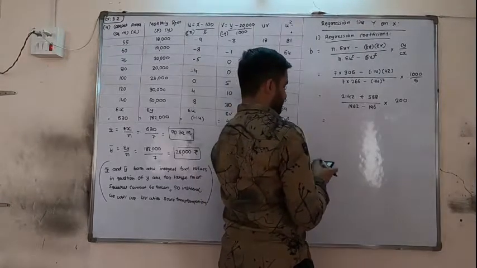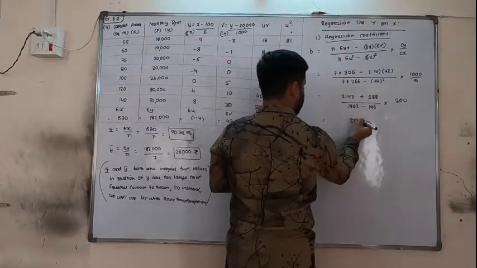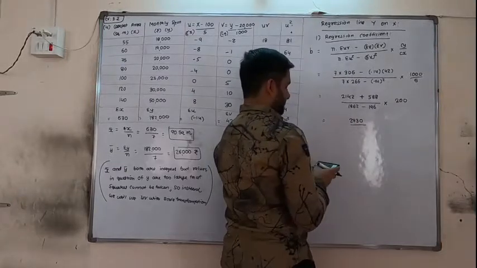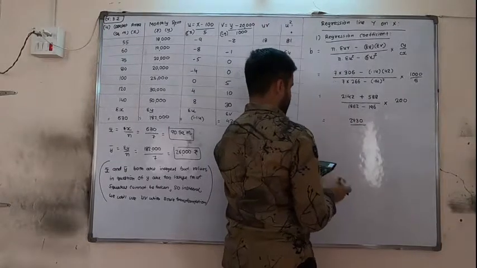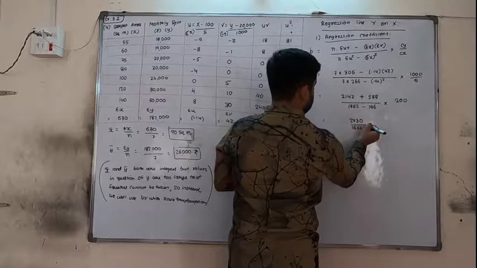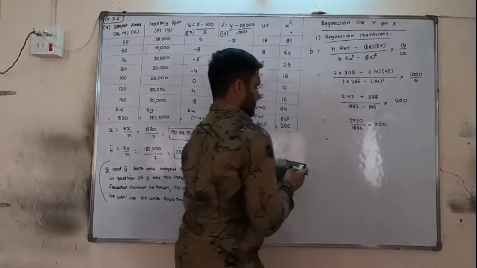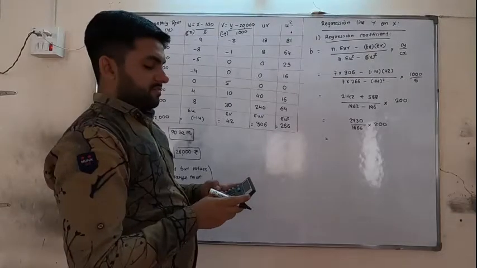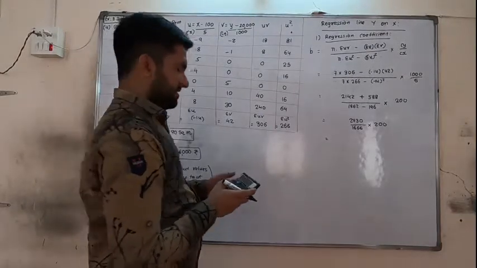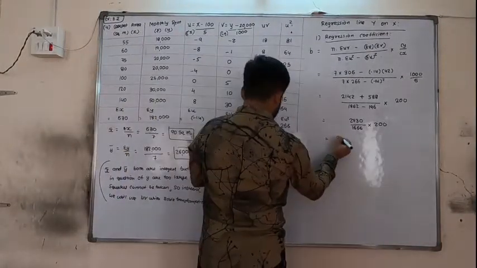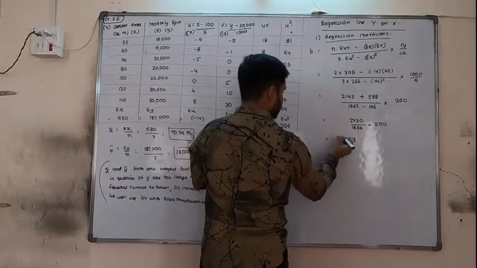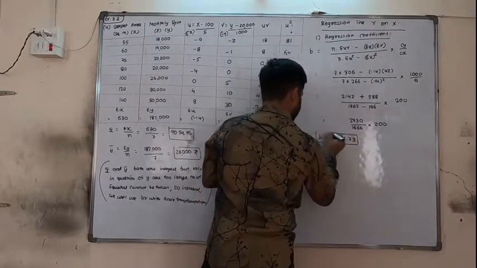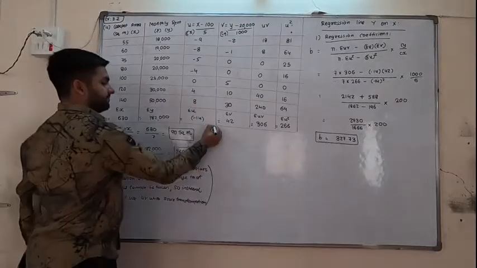2142 plus 588 is 2730, divided by 1862 minus 196, it's 1666, multiplied by 200. So 2730 divided by 1666 multiplied by 200, it's 327.73. This is b.